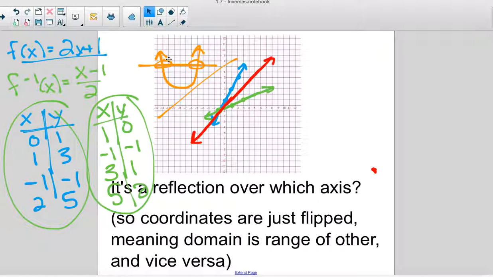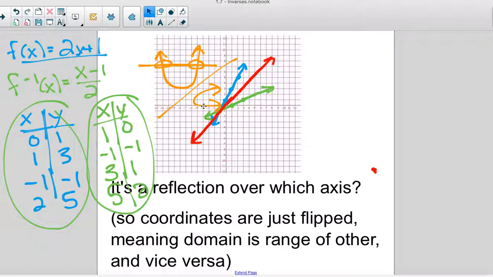If we can imagine reflecting this over an axis, that's a diagonal line, it would actually end up looking like a sideways parabola, which isn't a function. But it still has an inverse. That is still the inverse of it. It's just that the inverse isn't a function. It's not something major. It's just, every once in a while you get a question like that.